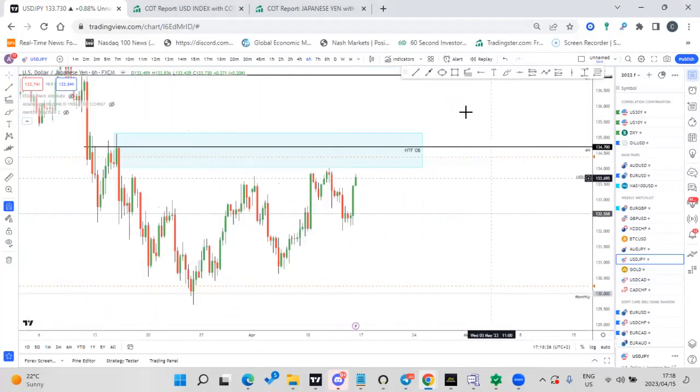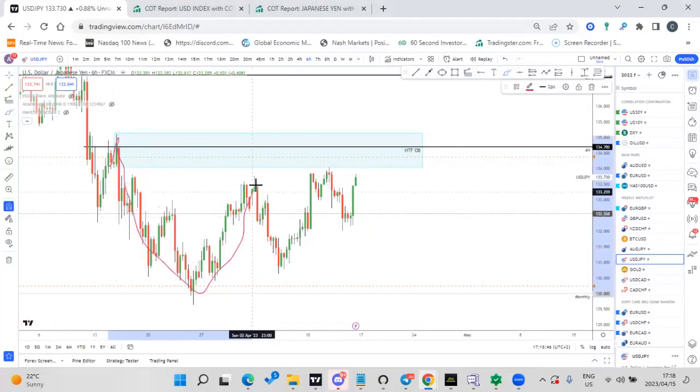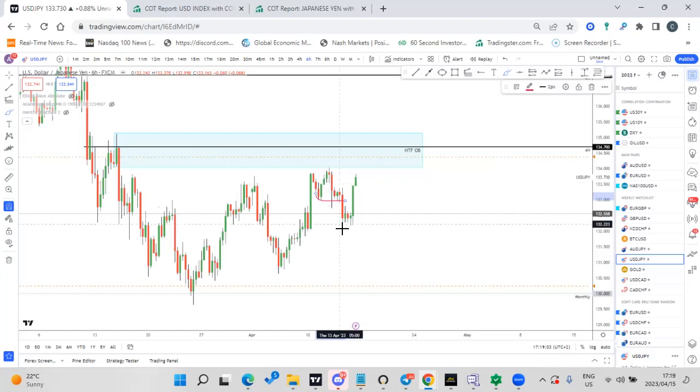and as you can see over here, it formed this supply, and when it came back to it, it obviously rejected. Keep that in mind. Then we have this change of character over here, which normally should be signaling your reversal. So that would be a confirmation, but it did tap here.